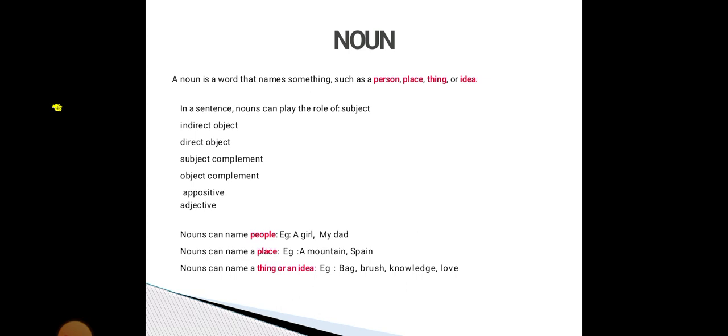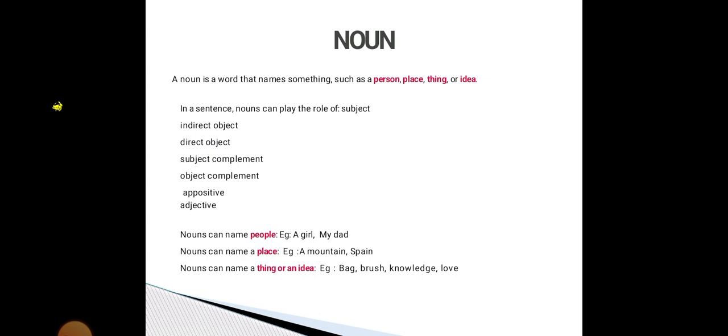That's all about noun. In noun, there are four groups. The first one is proper noun, second one is common noun, third one is collective noun, and at last abstract noun. Okay, there are four types in noun: proper noun, common noun, collective noun, and abstract noun. What is meant by proper noun?